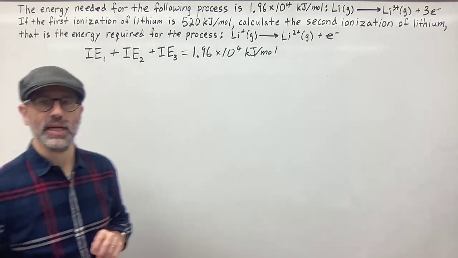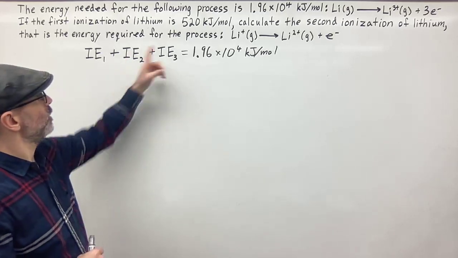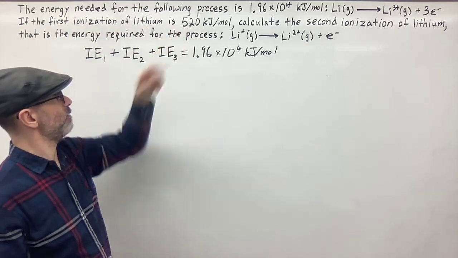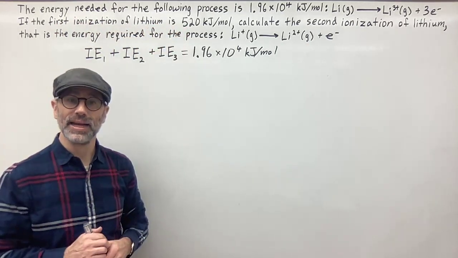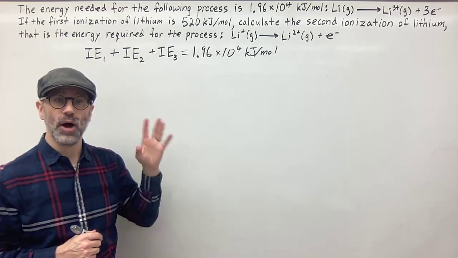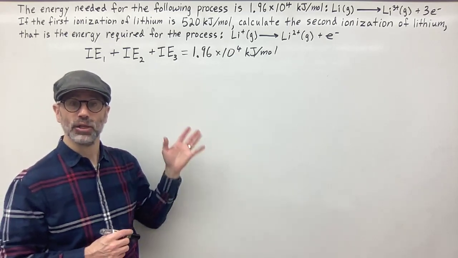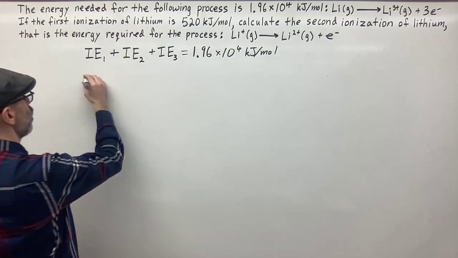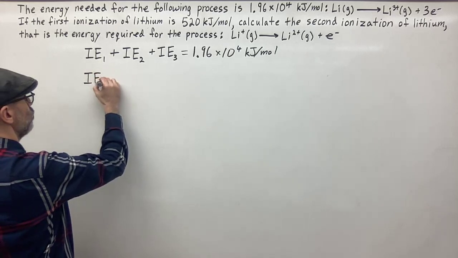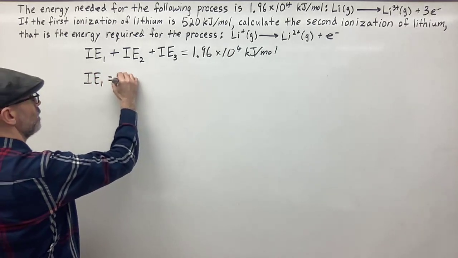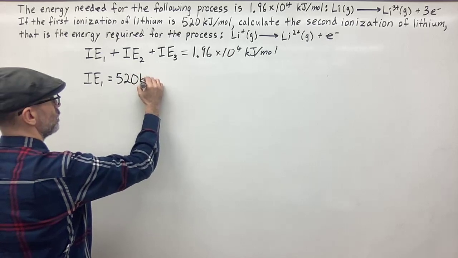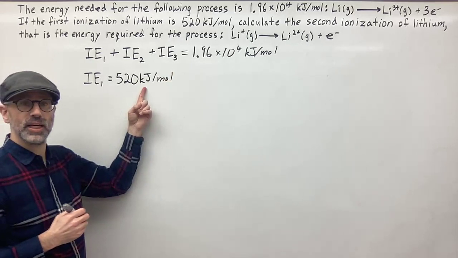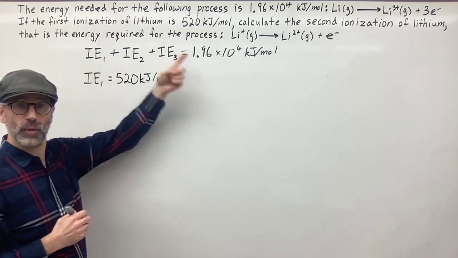So what else do they tell us? They say that the first ionization of lithium is 520 kilojoules per mole. That's the ionization energy 1. So IE1 is 520 kilojoules per mole. So they're giving us that, and we're going to write that down. IE1 is equal to 520 kilojoules per mole. So we can plug this in for IE1 in our equation here.